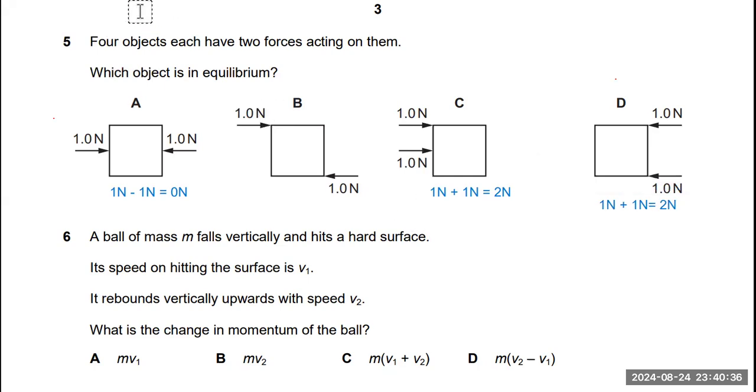Sure. Next question is, a ball of mass m falls vertically and hits a hard surface. Its speed on hitting the surface is v1. It rebounds vertically upward with speed v2. What is the change in momentum of the ball? It is a very easy question. I will draw a diagram here.